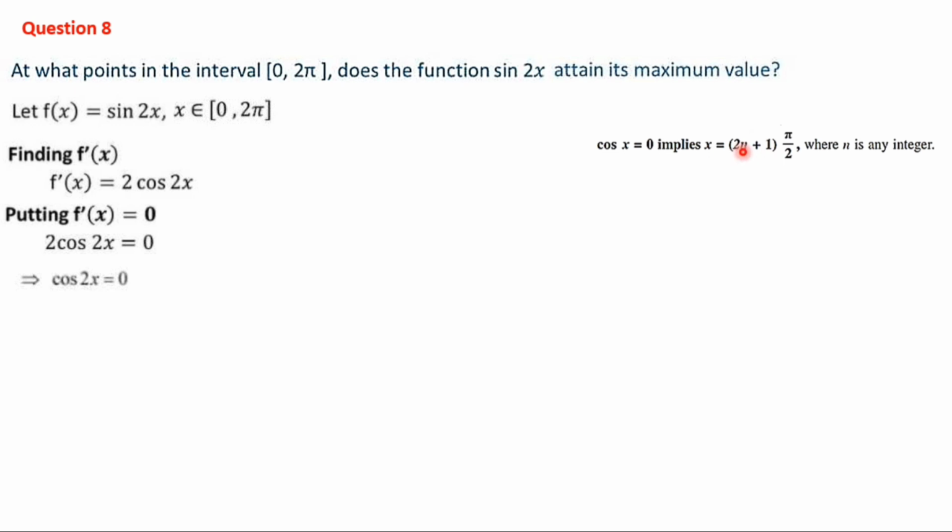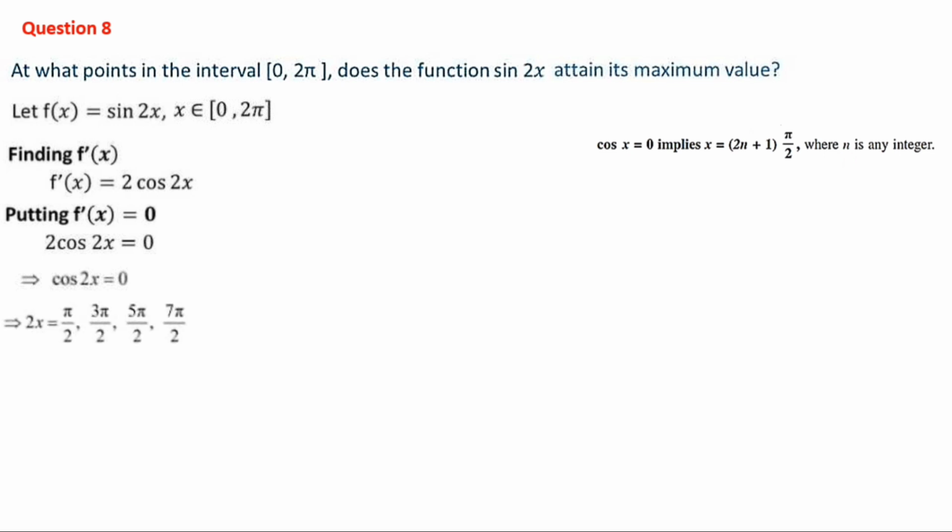If you put n is equal to 0, it comes as pi by 2. If n is equal to 1, it comes as 3 pi by 2. Next will come 5 pi by 2, 7 pi by 2 and so on. So 2n plus 1 is the general form of an odd number. If cos x is equal to 0, then the angle x will take values that are odd multiples of pi by 2. If you don't know this statement, please learn it.